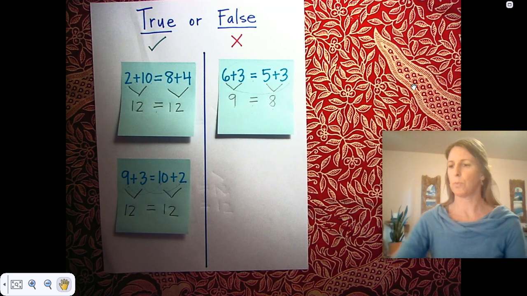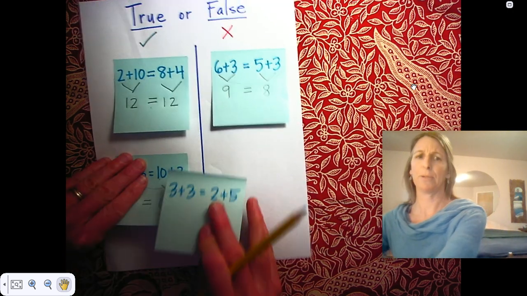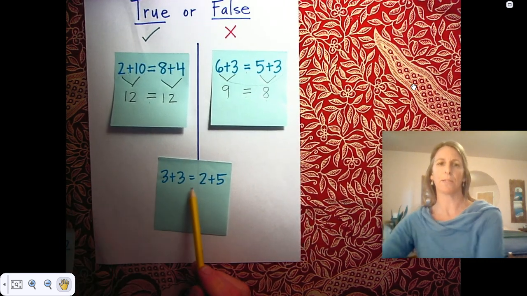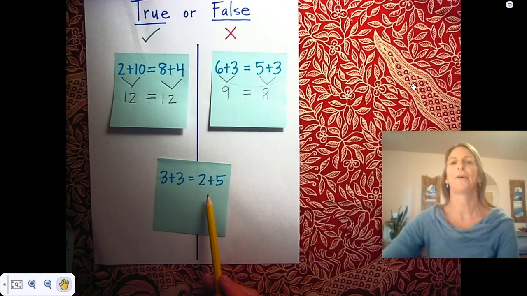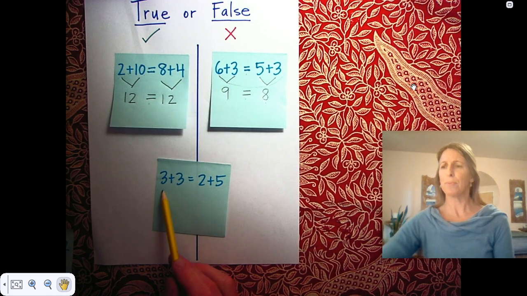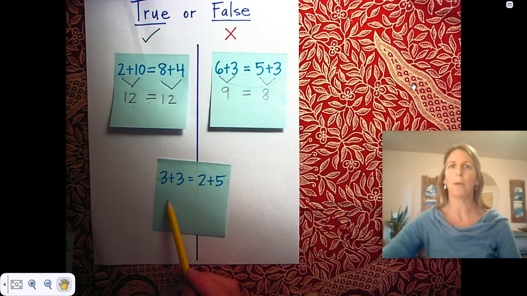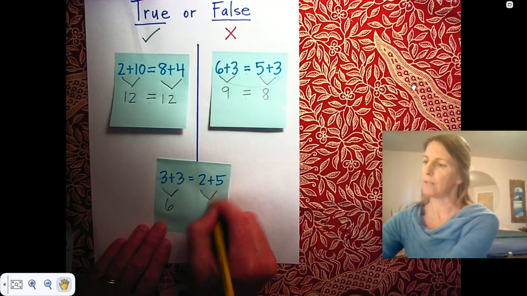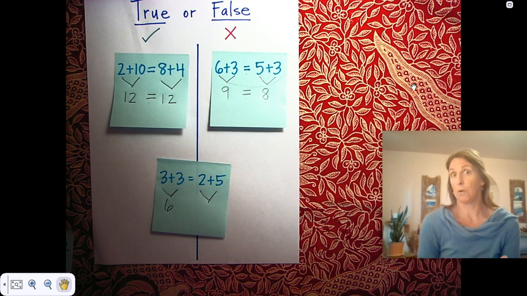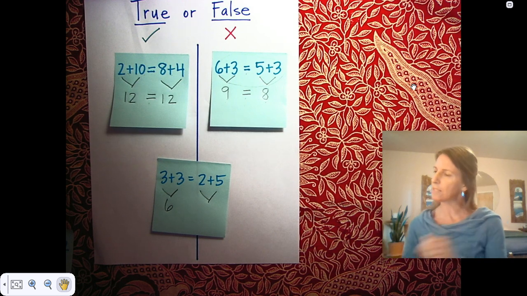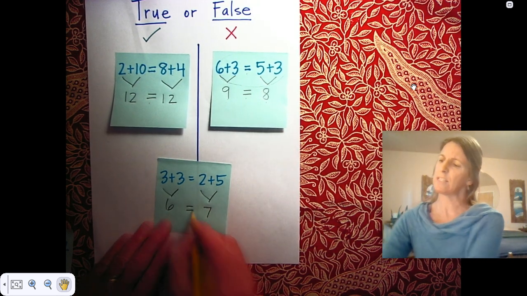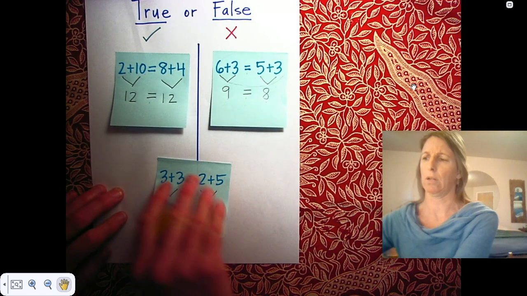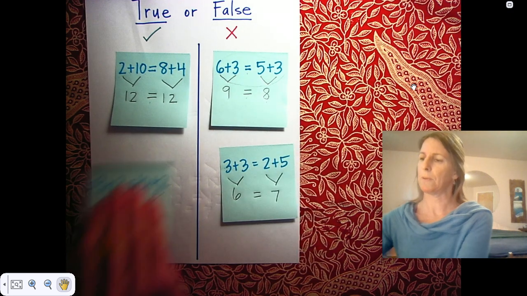Okay, una más. One more. I'm going to move this out of the way just so it doesn't seem confusing for now. We've got a 3 plus a 3 equals a 2 plus a 5. Let's figure it out. 3 plus 3 is easy. It's a double. You know your doubles. 3 plus 3 is 6. And 2 plus 5, maybe you know it. 5, add 2 really quickly. 5, 6, 7. 6 equals 7. No way, Jose. All right, that is false. I'm going to put this one back here.